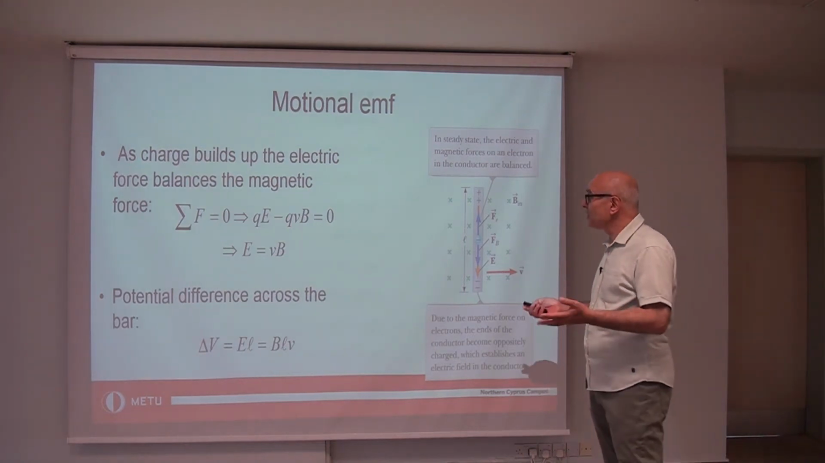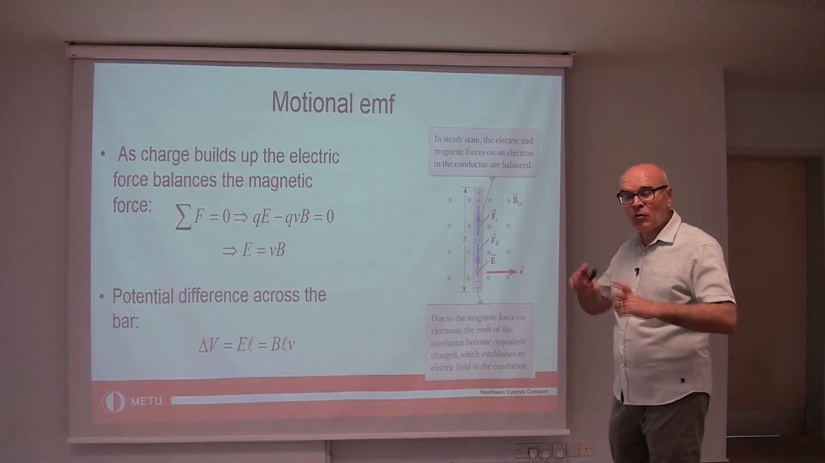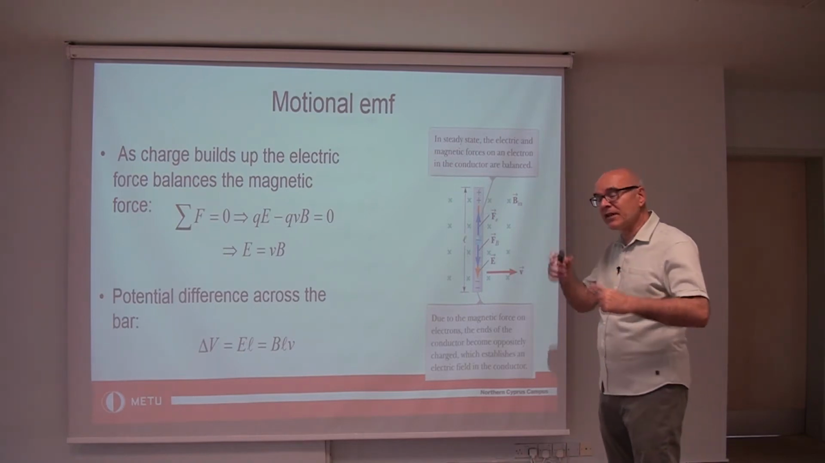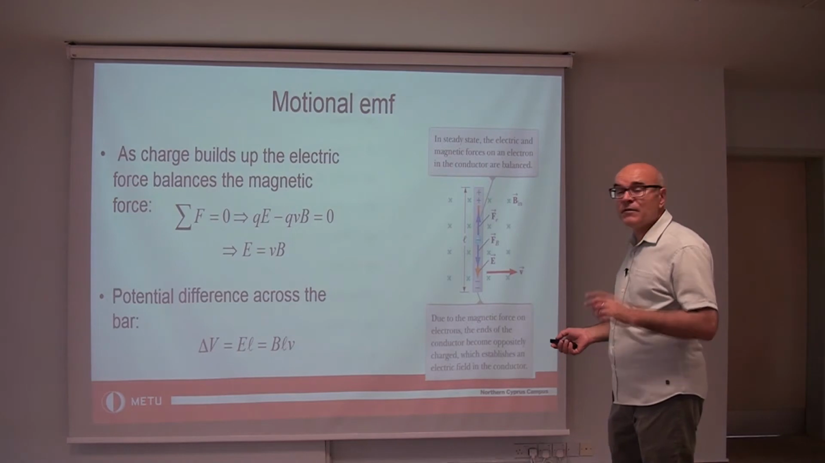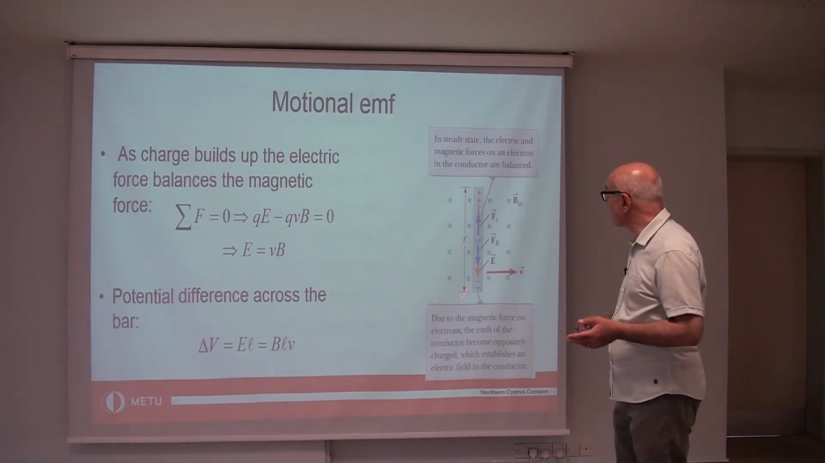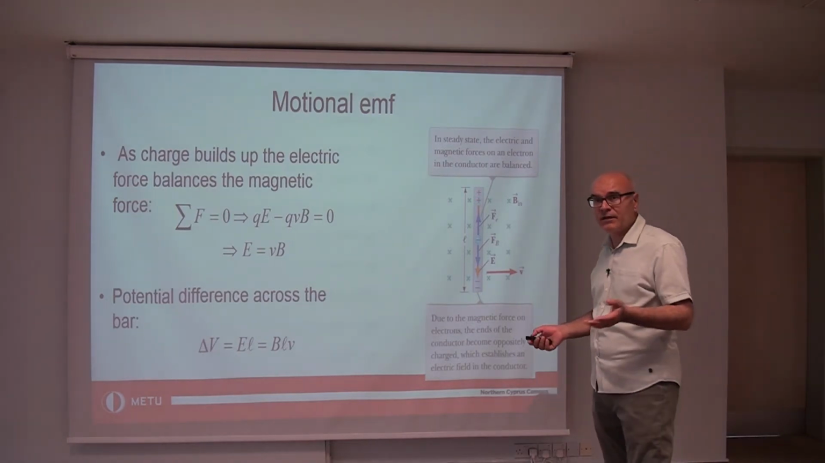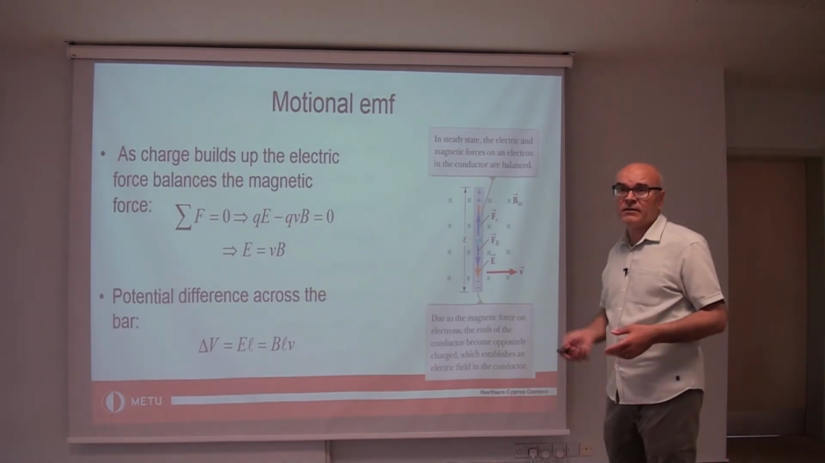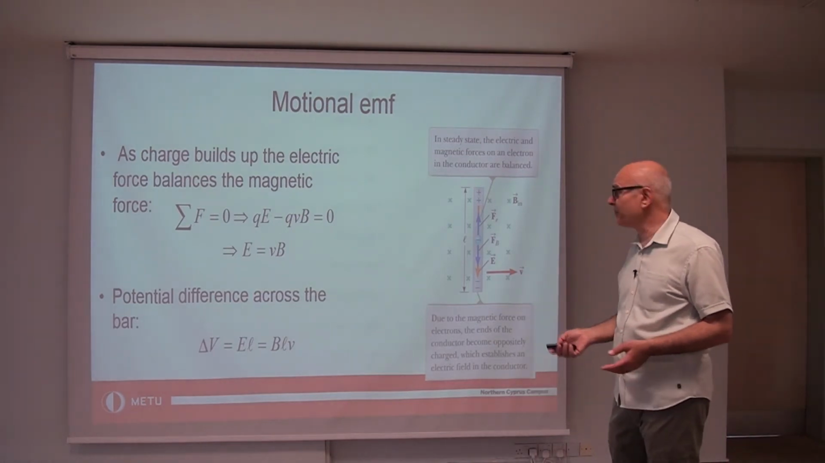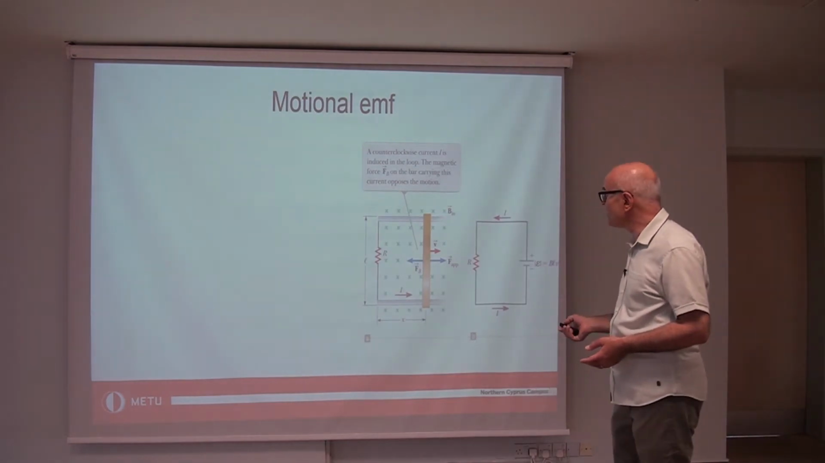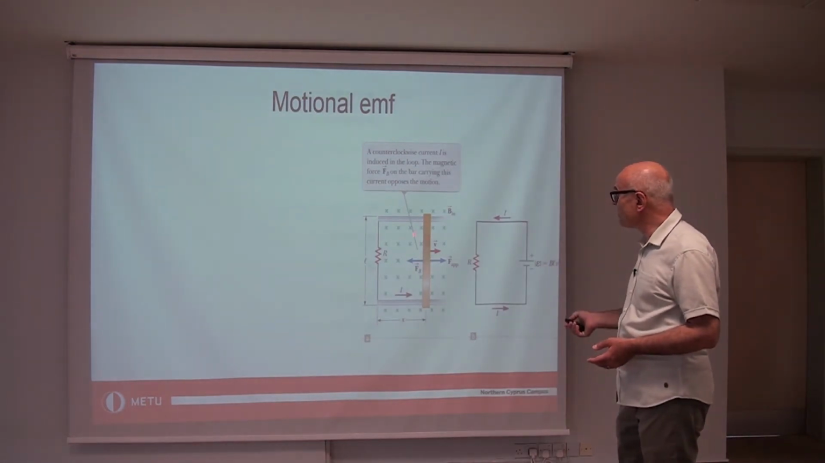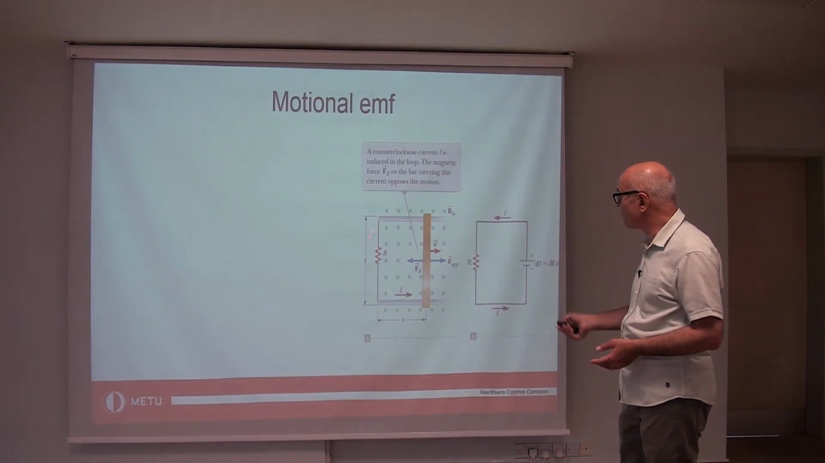So this is what we call the motional potential difference that generates across any conductor. Now, this is irrespective of whether this conductor is a part of a circuit or not. It is just a general thing. Now, things get more interesting if this bar was a part of a circuit.